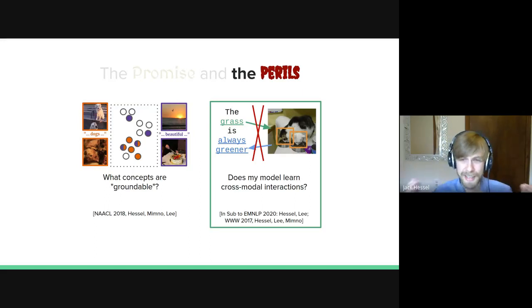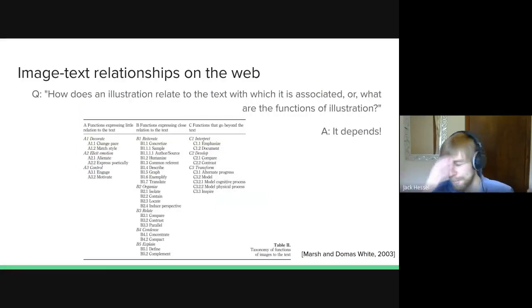But backing up a little bit, concreteness is just one axis along which we would like to investigate image-text communications on the web. In particular, pointing us back to this Marsh and Domas-White taxonomy, you can see that the single axis of concreteness isn't quite enough to capture the diversity of relationships that's going on here.